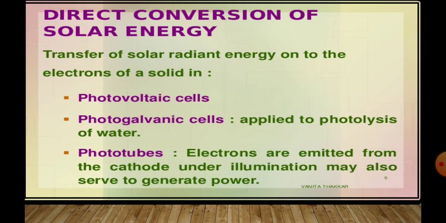Direct conversion of solar energy. Transfer of solar radiant energy onto the electrons of a solid in photovoltaic cells. Photogalvanic cells applied to photolysis of water. Phototubes: electrons are emitted from the cathode under illumination, which may also serve to generate power.